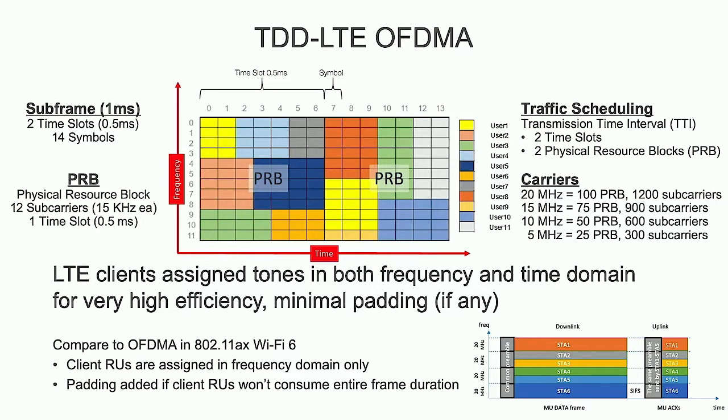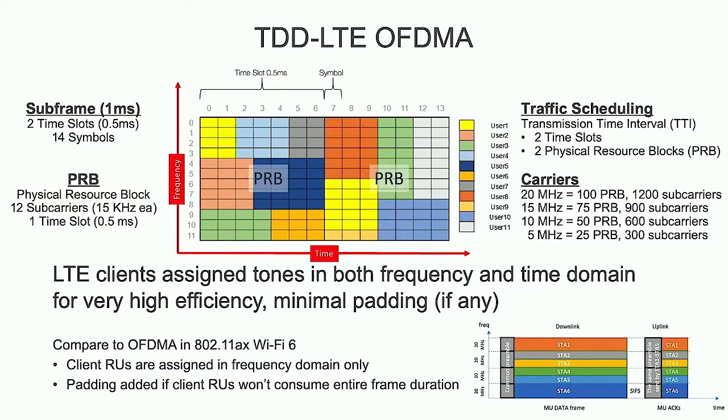And then on the right-hand side there, you can see how many physical resource blocks and subcarriers make up a given carrier or channel. So a 20 megahertz channel has 100 physical resource blocks and 1,200 subcarriers within it. From a scheduling perspective, the different colors mean this is how we're scheduling different users to transmit their data. We can do that in both the frequency and the time domain.